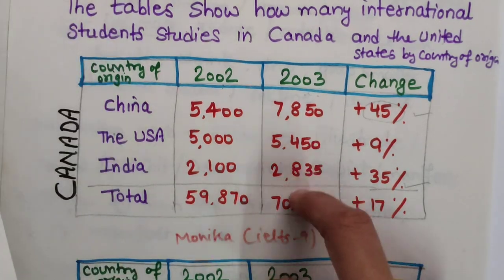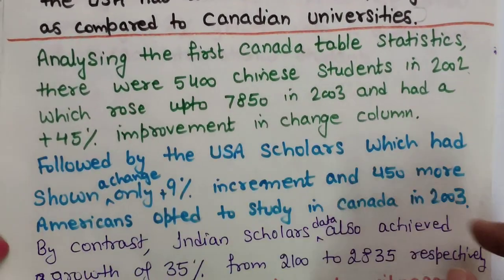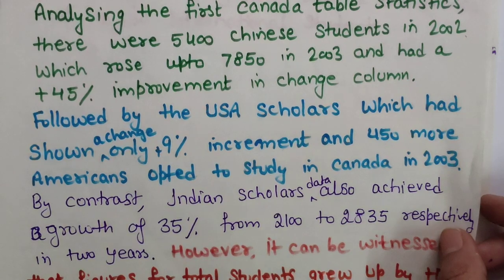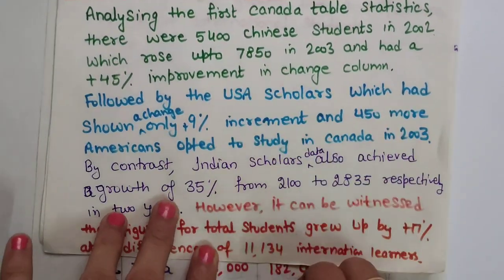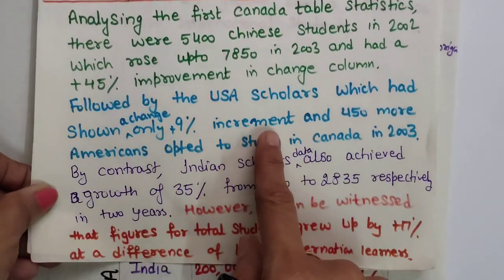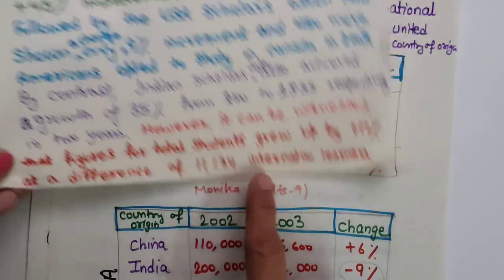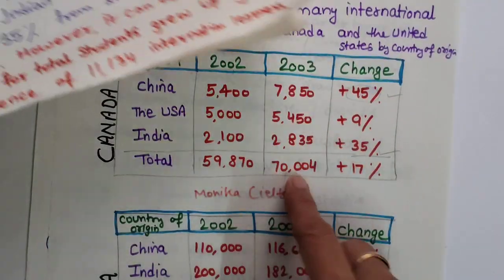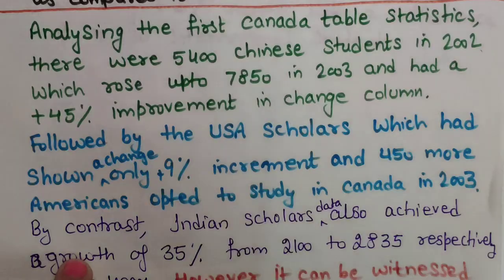So how will we write this? Of course, country wise. I have written my full body paragraph, see this, in different colors so that you will come to know. First I am talking about China, second about the USA, third about Indian students, and fourth about the total. So 4 sentences, 4 pieces of information. Now I am reading it, you see it.